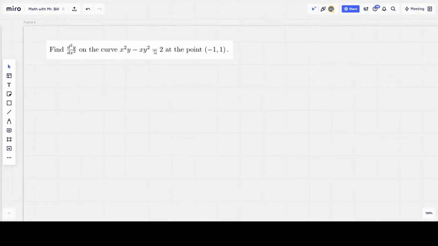Today we're going to be looking at finding the derivative and second derivative of a relation, something that involves x and y, with the assumption that our y variable here is a function of x, so that we can use implicit differentiation.